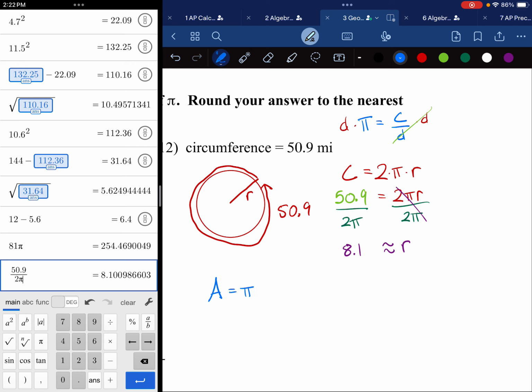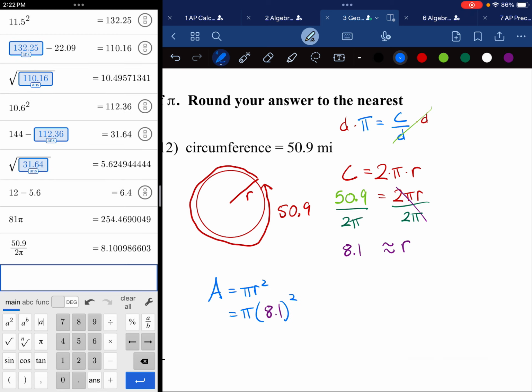The area of a circle is pi r squared, and I can come back here and say that's pi times our new radius, which is 8.1. We just found that, and that's going to be squared. So I can come down here and say, what is pi times 8.1 squared? And you get about, because we're approximating here, 206.1, just rounding to one decimal place.